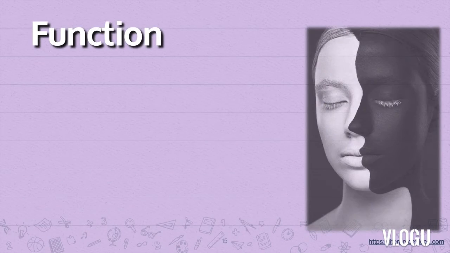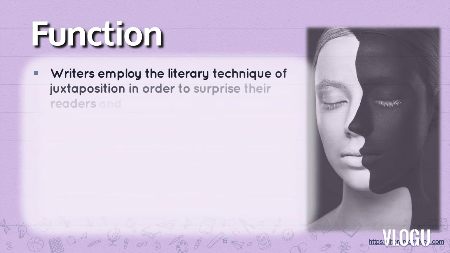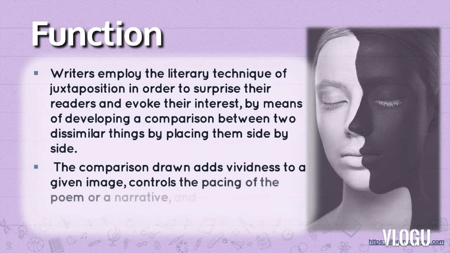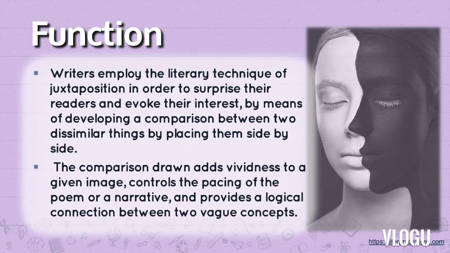Function. Writers employ the literary technique of juxtaposition in order to surprise their readers and evoke their interest by means of developing a comparison between two dissimilar things, by placing them side by side. The comparison drawn adds vividness to the given image, controls the pacing of the poem or a narrative, and provides a logical connection between two vague concepts.